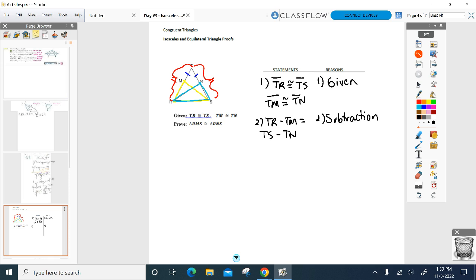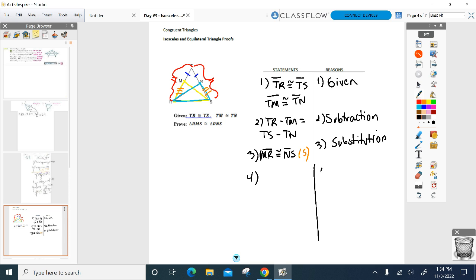And everything's staying the same, right? Right after subtraction, substitution, to say MR congruent to NS. And I got a pair of sides now. One down, two to go.